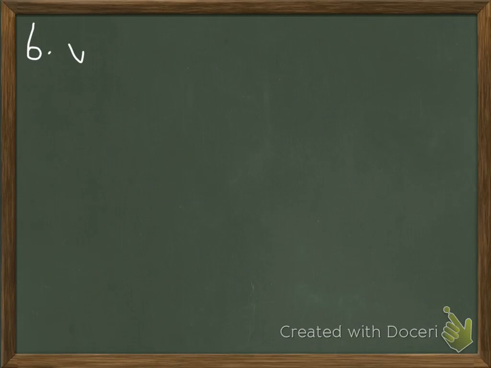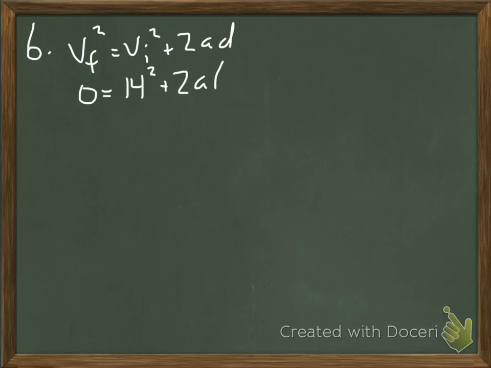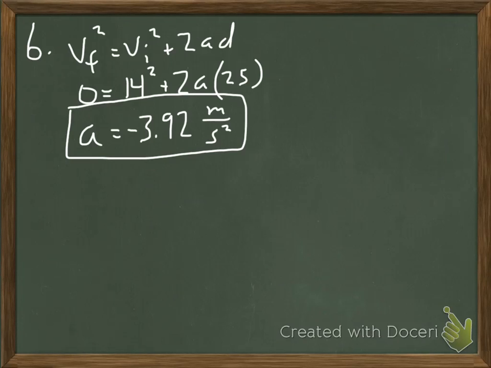Number 6, we're driving a car and then we're slowing down, and the question is asking for the force of friction. Before you can find force, you need to find acceleration. Always. Don't just jump straight to the force. We can't find force unless we find acceleration first.